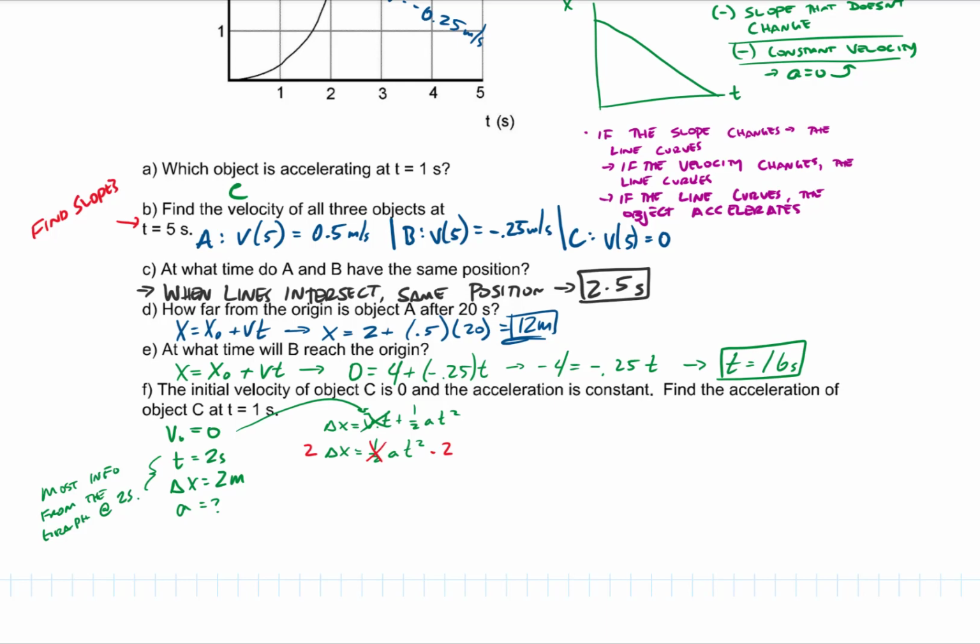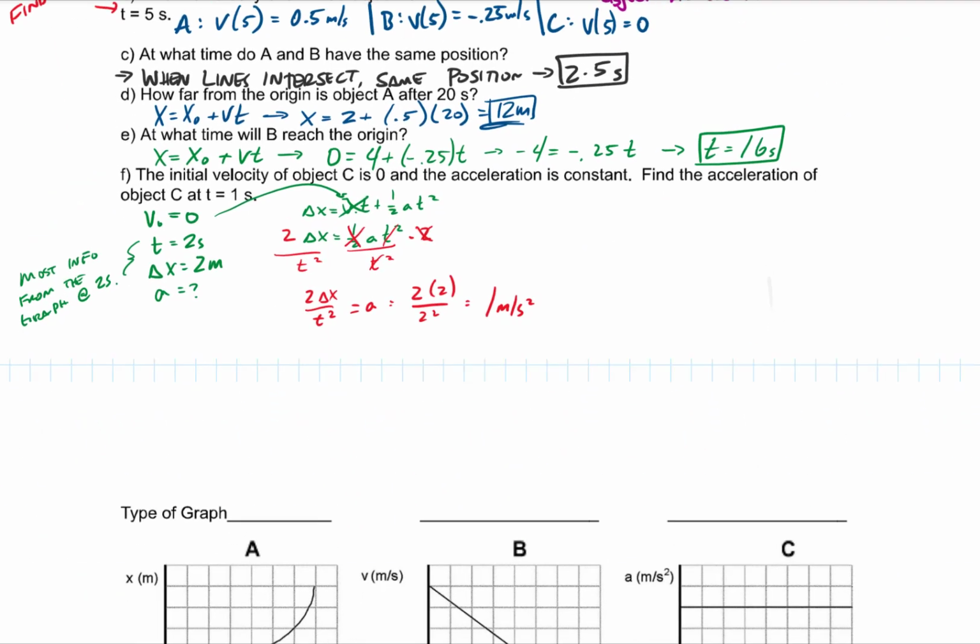We're going to solve for the acceleration. We're going to multiply both sides by 2. That gets rid of the 1/2. We're going to divide both sides by t squared. That gets rid of the t squared, so the acceleration is all by itself. So 2 delta x over t squared is equal to the acceleration. So 2 times 2 divided by 2 squared is the acceleration. Put that into your calculator and you just get 1 meter per second squared.